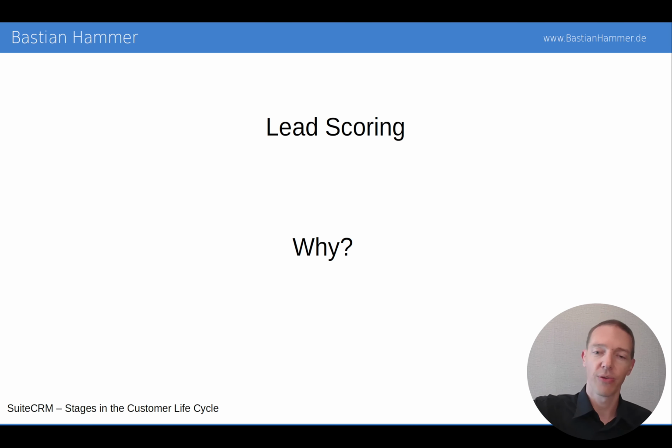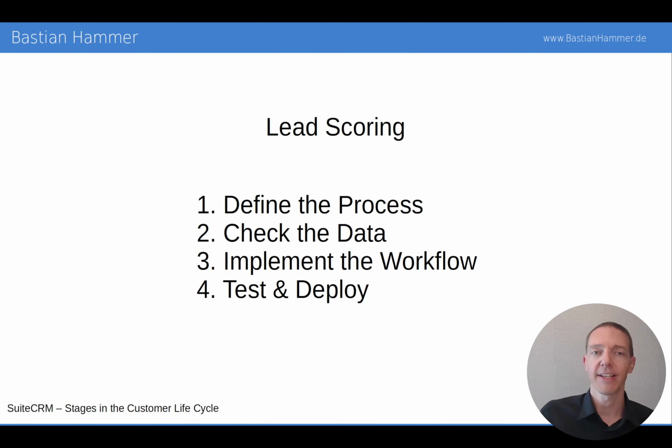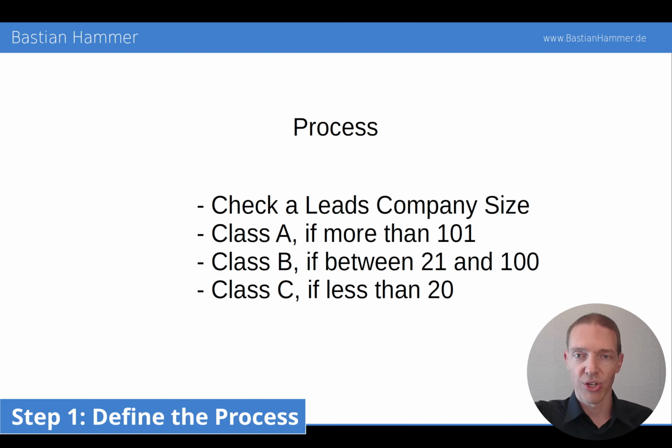So now let's go to the how. Basically, the lead scoring is a standard business process. So you would do the 4-step process: define the process, check the data, whether it's all possible with our data structure, with the existing data or the future data that we're building up. Then we have to implement the workflow and test and deploy it. So let's define the process.